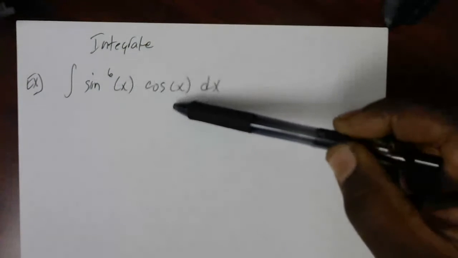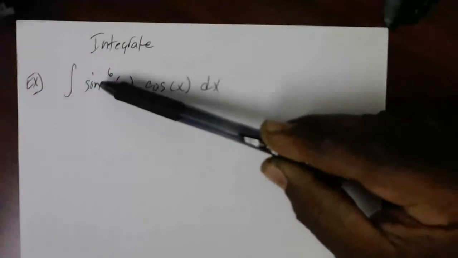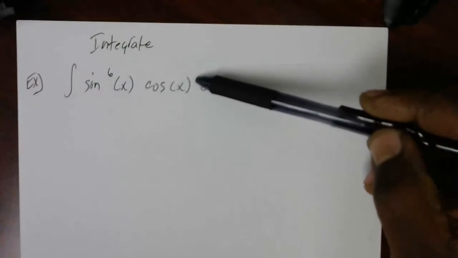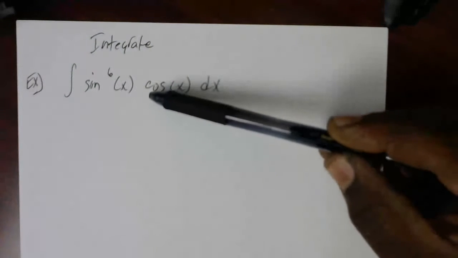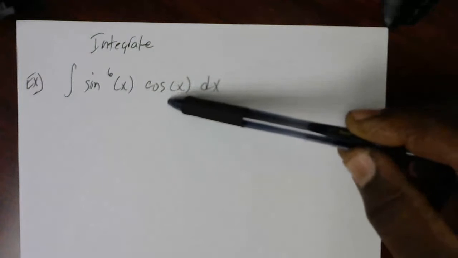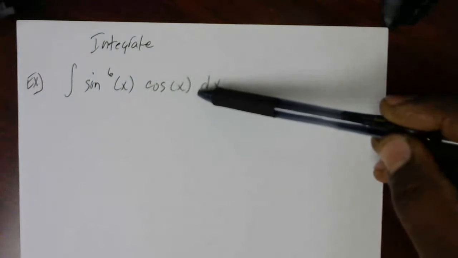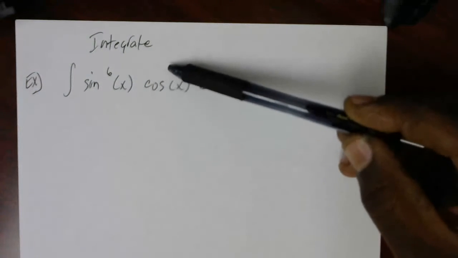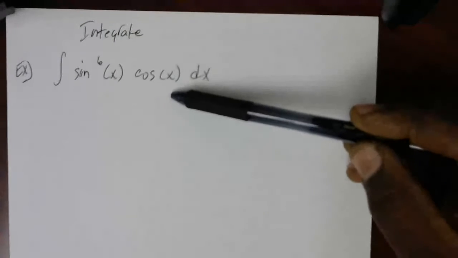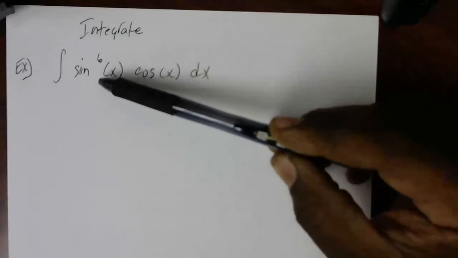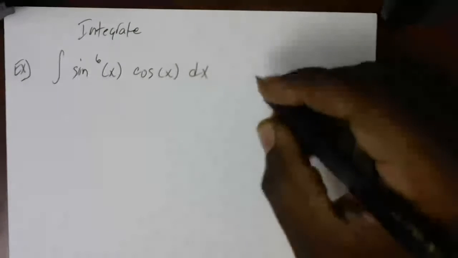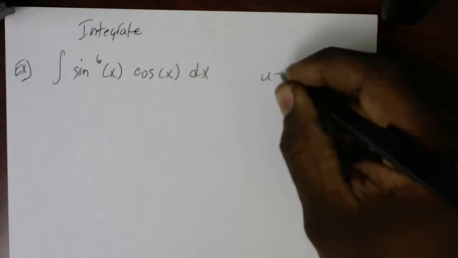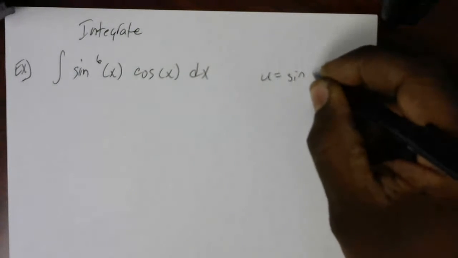I can actually make a substitution to rewrite all of this in the u variable. So I simply want to locate the term that I have by itself, to the 1st power. Here I see cosine x. I'm going to make my substitution as u equal to the sine of x.